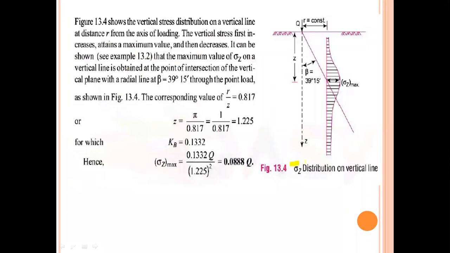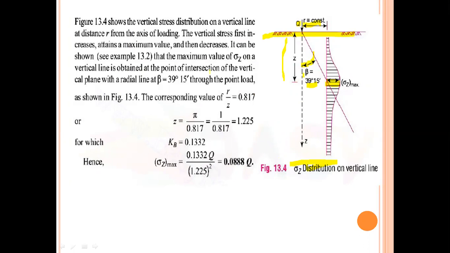So this is the sigma Z stress distribution on a vertical line, and Q is the point load, R is the constant, sigma Z is the maximum stress and radial distance, beta value is 39 degrees 15 minutes, and depth is Z, with the ground level at the top.